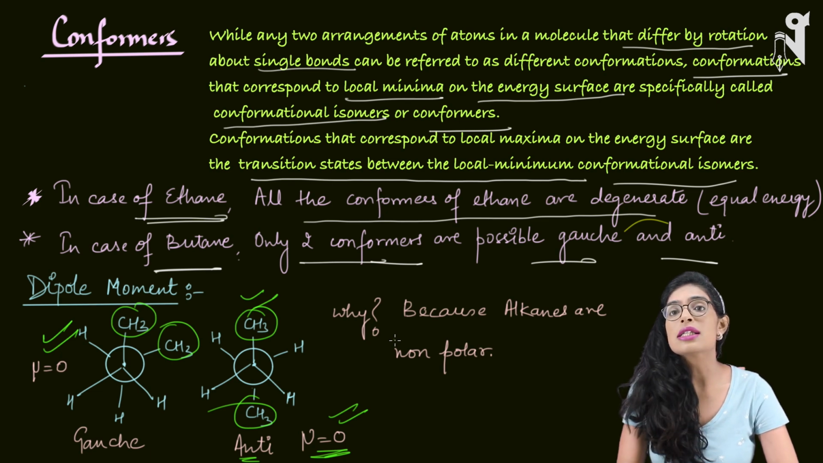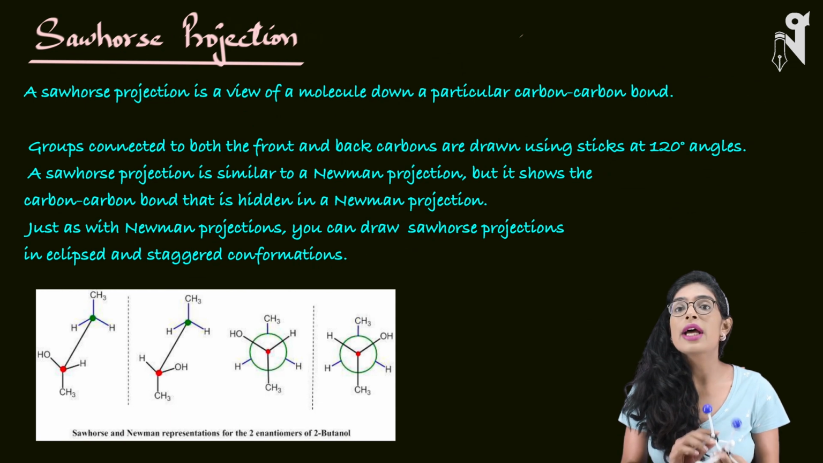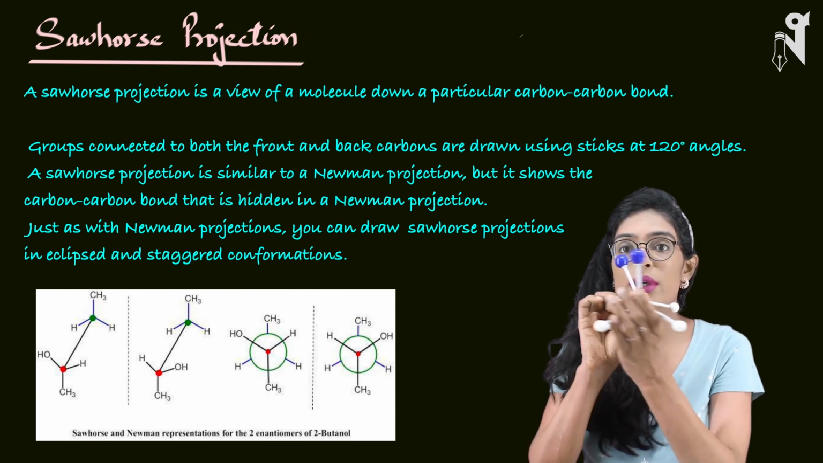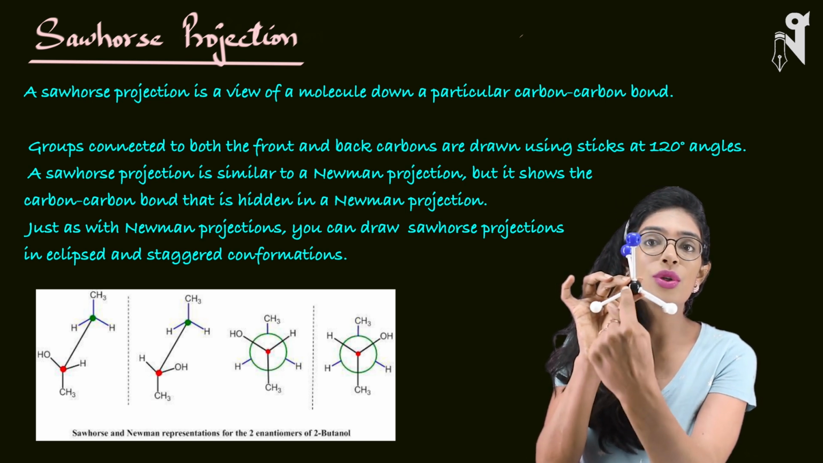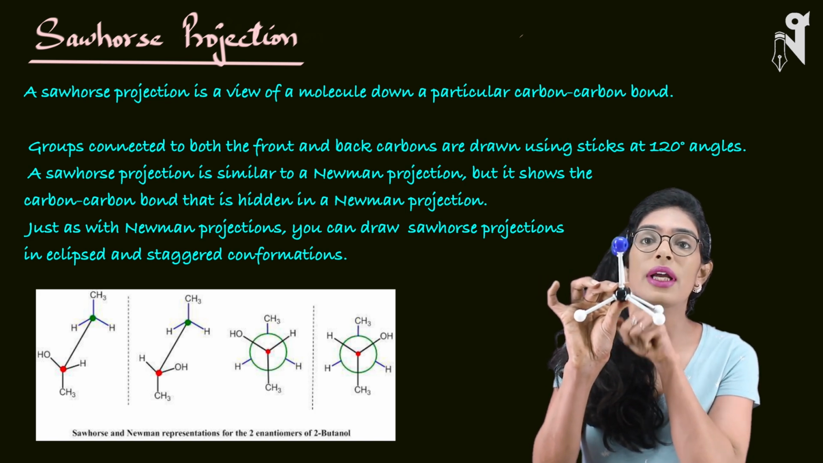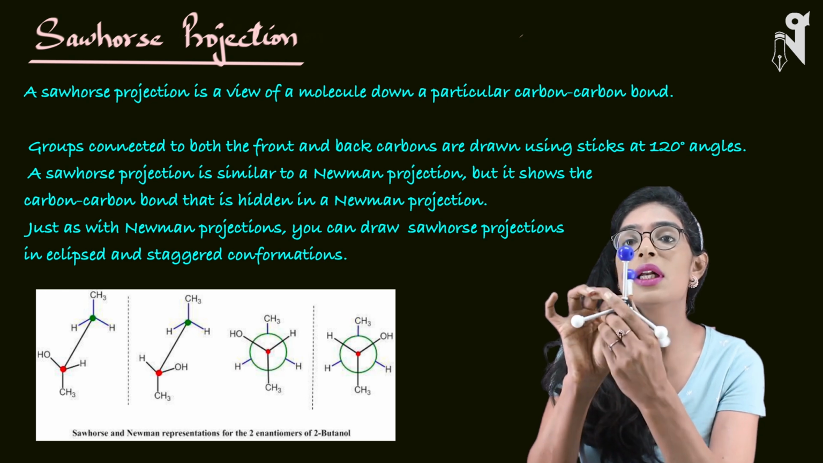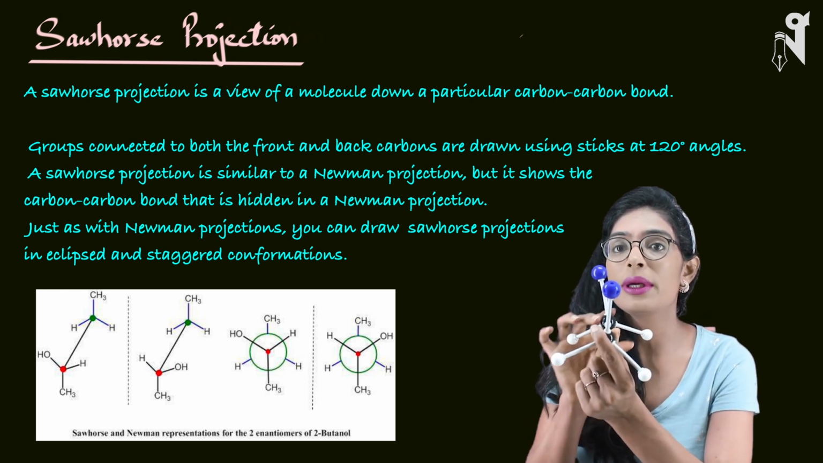But before that, let's quickly see what is the Sawhorse projection. I told you when you're talking about a Newman projection, you have to look at the molecule like this. Your viewer should look at the center of the carbon, and then the other carbon will be covering, and that's how the bonds will be visible. So only the bonds of the front carbon will be visible depending upon the dihedral angle, at least the back or rear carbon will not be visible.